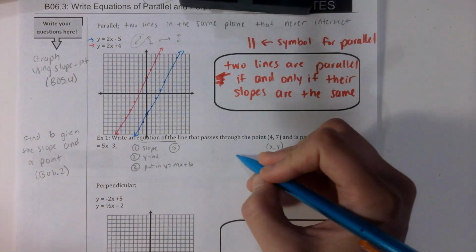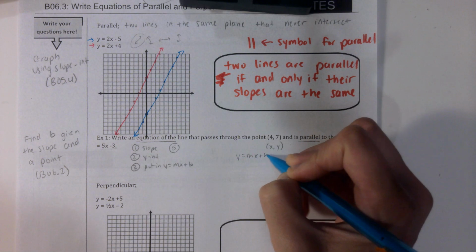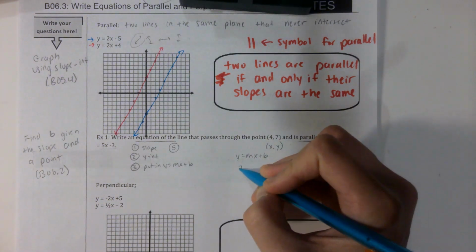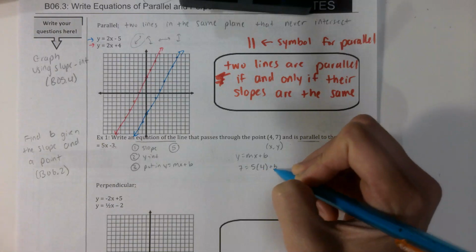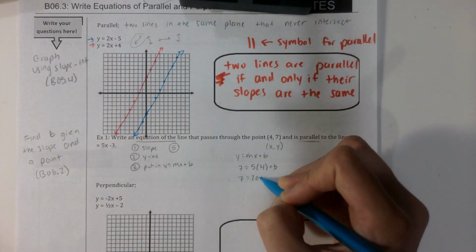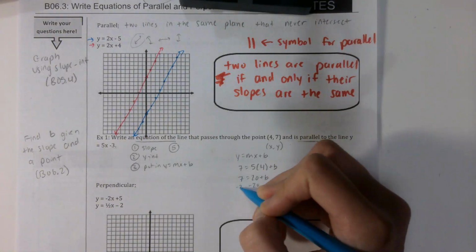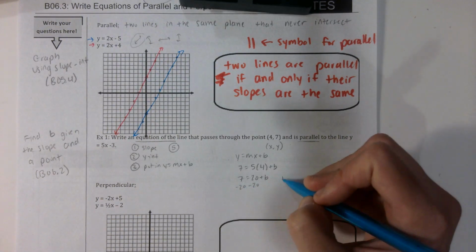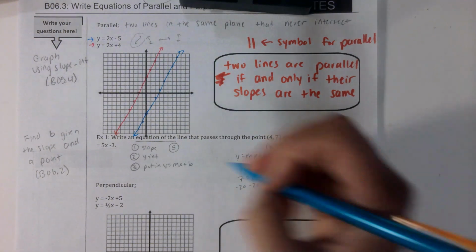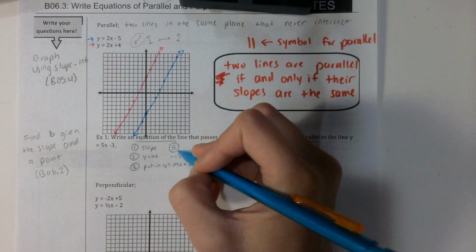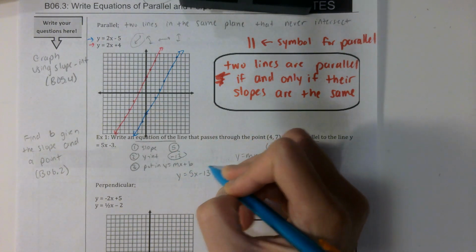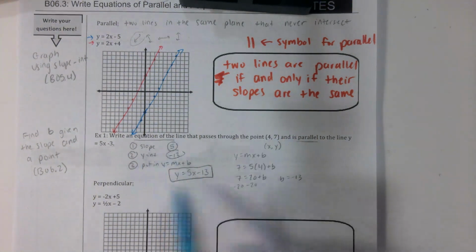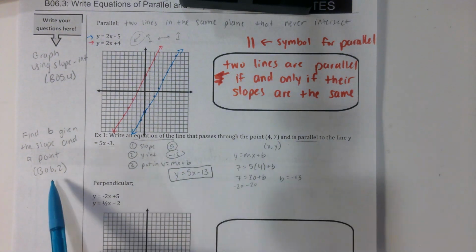Okay, so we have y equals mx plus b. We have y is 7, m is 5, x is 4, plus b. 7 equals 20 plus b. We're going to minus 20 from both sides. We get b equals negative 13. And now we have our equation, y equals 5x minus 13. Again, if this was confusing to you, take a look at this video.